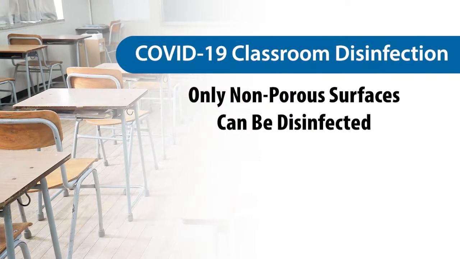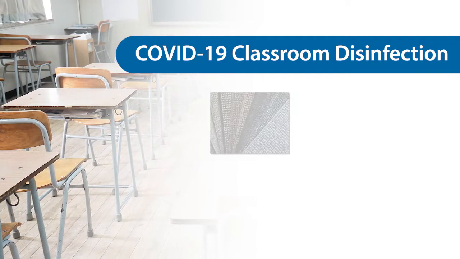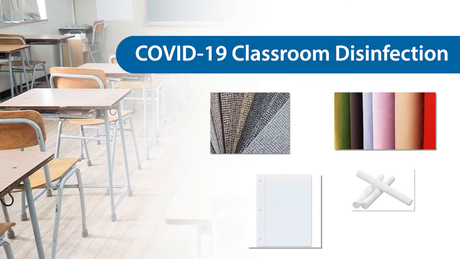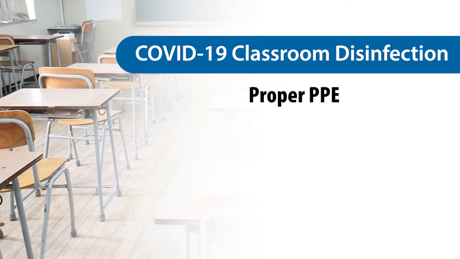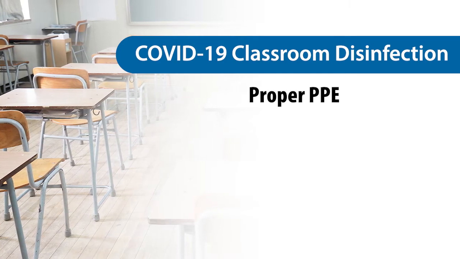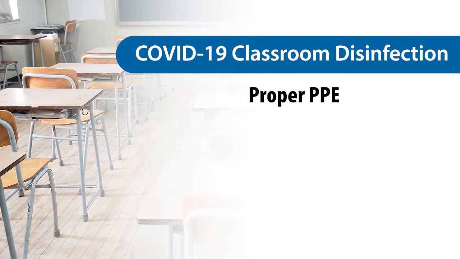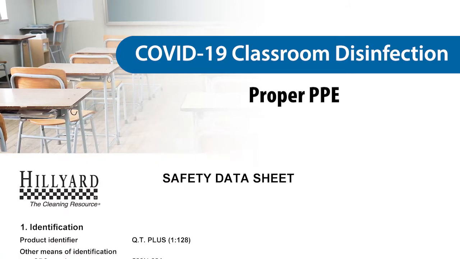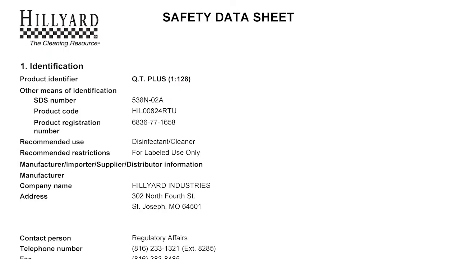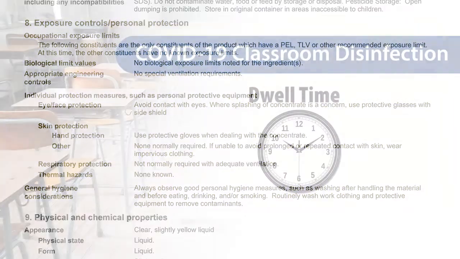Only non-porous surfaces can be disinfected. Porous surfaces such as carpet, fabric, paper, or chalk cannot be properly disinfected. Before you begin disinfecting surfaces, don the proper personal protection equipment. The types of PPE needed may vary according to disinfectant. Review Section 8 of your disinfectant safety data sheet to ensure safe product usage.